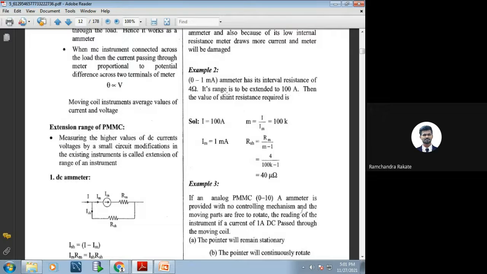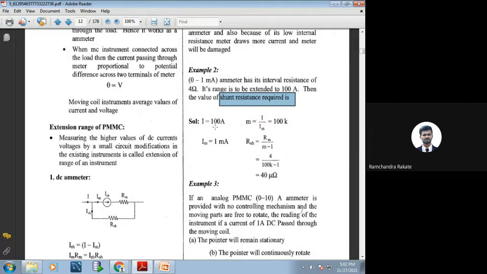Now let us solve one example based on that, example 2. They are saying a 0 to 1 milliampere ammeter has an internal resistance of 4 ohm, and they want to extend the range to 100 ampere. Then what should be the value of the shunt resistance required?